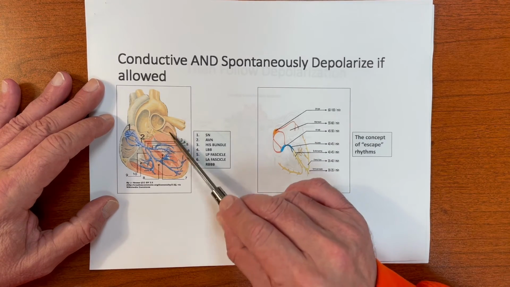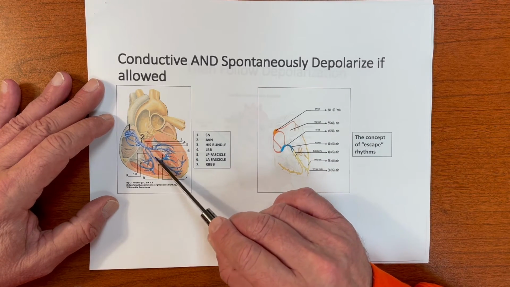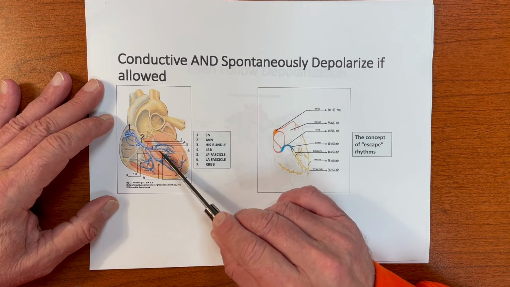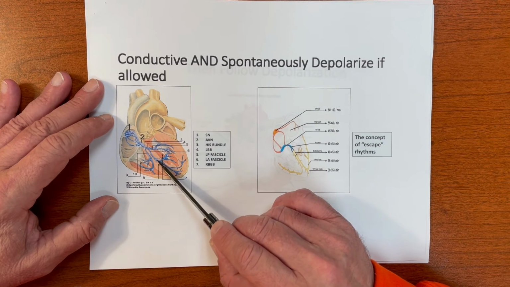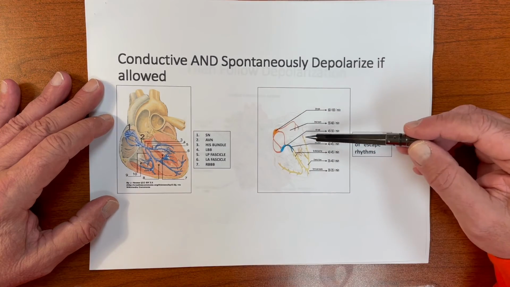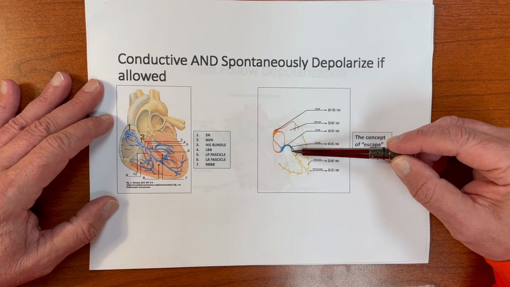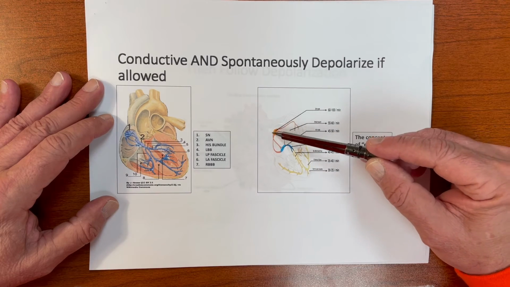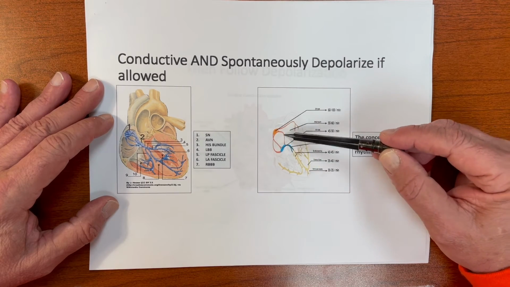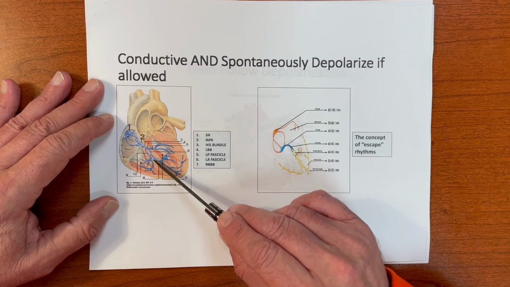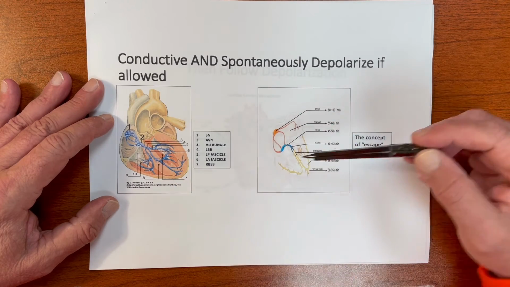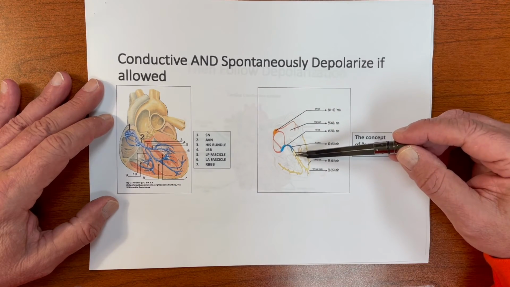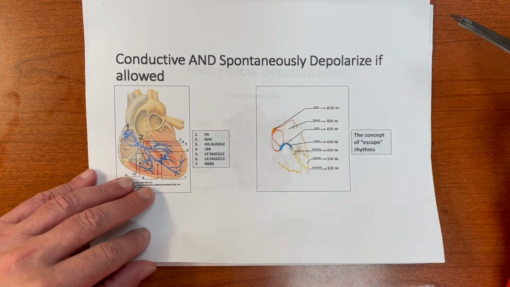So here we conceptualize it as a highway for efficient transmission and delivery of impulses. But remember, the same system can also act as a backup pacemaker unit if the higher centers fail to generate an impulse. The lower centers switch from being pipelines to being pacemakers. Okay, that's what that's about.